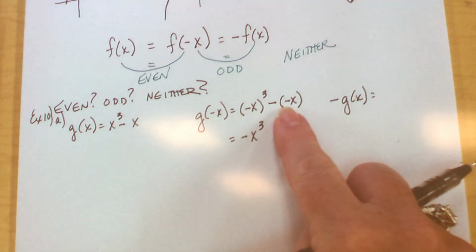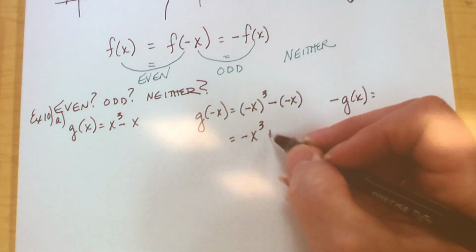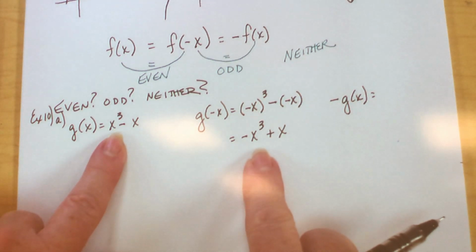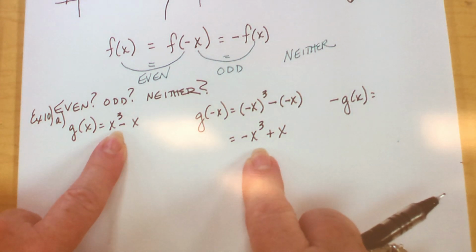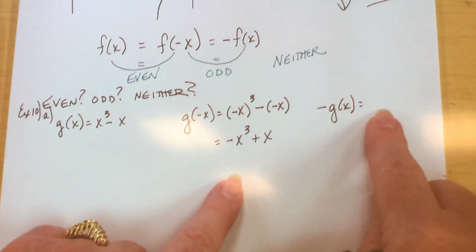What's the opposite of a negative x? Are these two equal? Then guess what? He's not even. Right? He's not even. We don't know if he's odd yet. We're going to go over here and see.